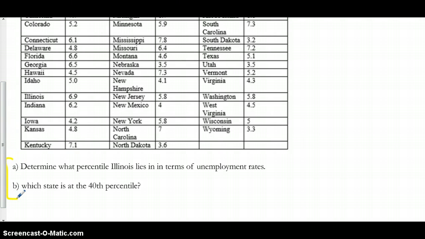Press pause and I'll answer them in a moment. What percentile does Illinois lie in? Well, we need to count how many states have a lower percent of unemployment than Illinois. It turns out that there are 39 states with a lower percent of unemployment than Illinois. 39 divided by 50 will give us our percentile because 50 is the total number of states, and we end up with a 78th percentile. There are 78% of the states that have a lower unemployment rate than Illinois.